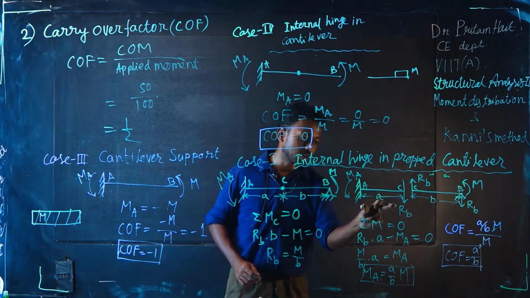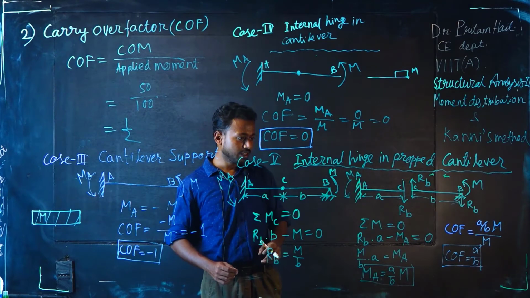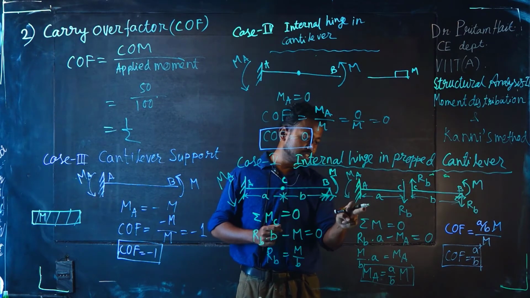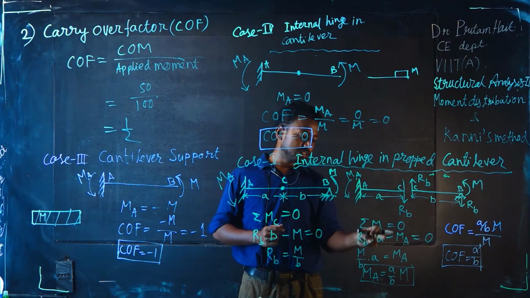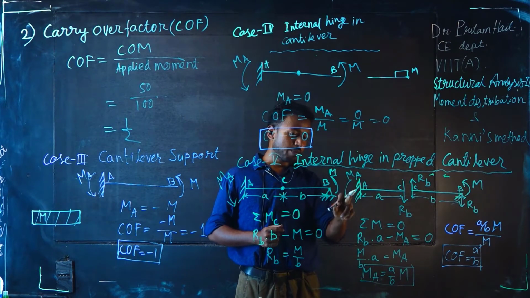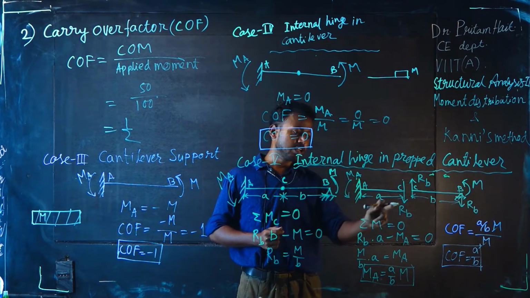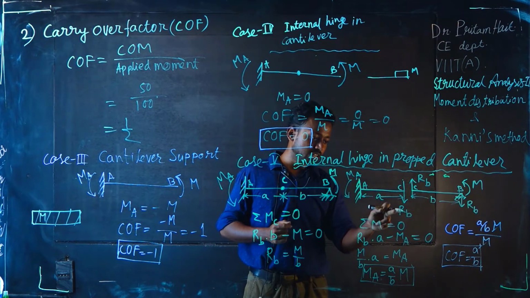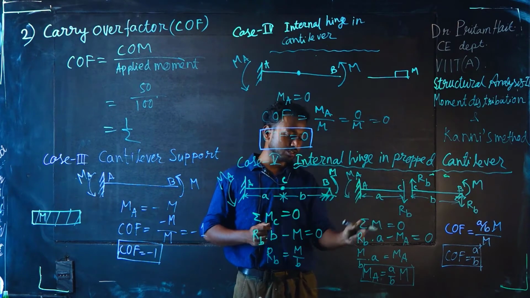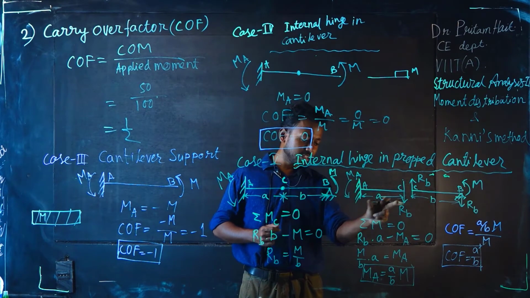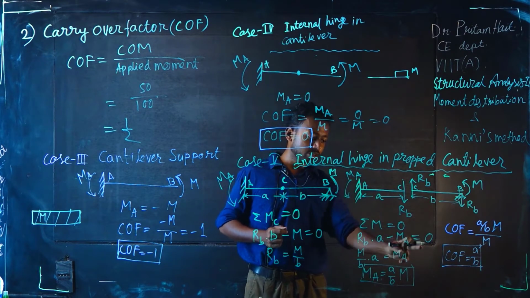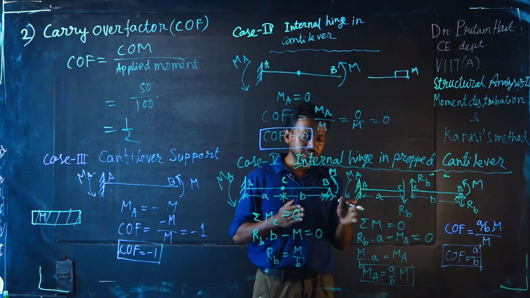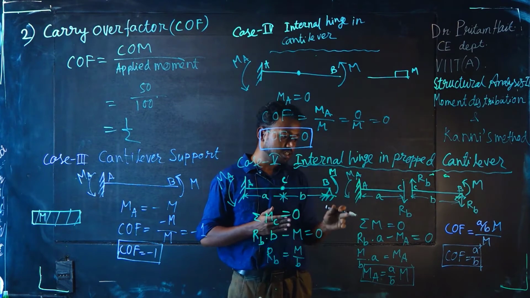Now come to this part. In this part, you can consider the sum of moments to be 0. So RB into this length minus MA. MA is in anti-clockwise direction and the moment induced by RB is in clockwise direction. So positive RB into A minus MA equals 0 because the beam is in equilibrium condition.